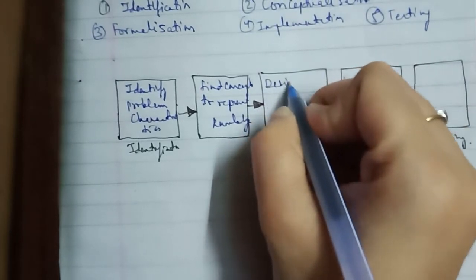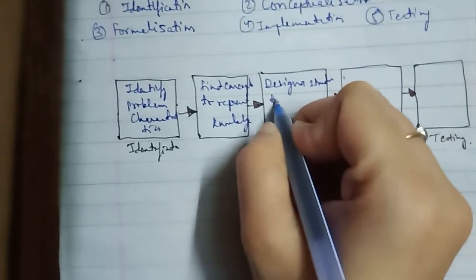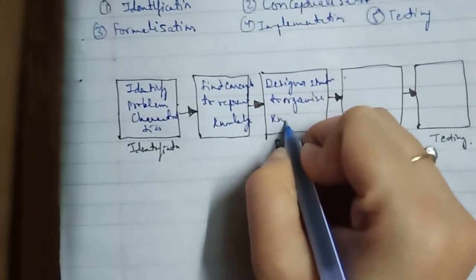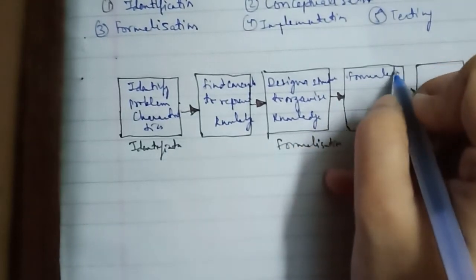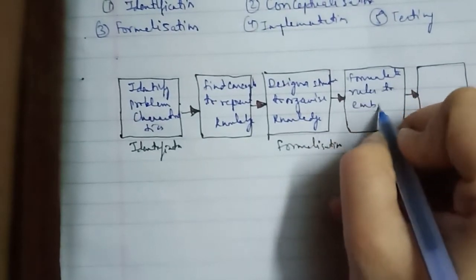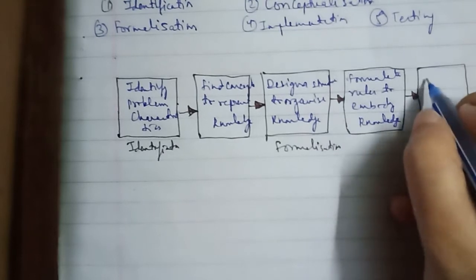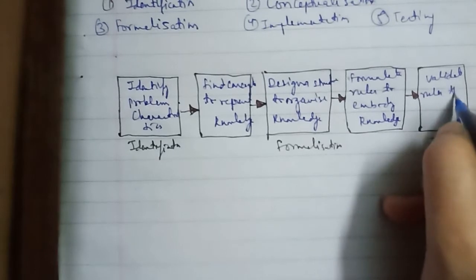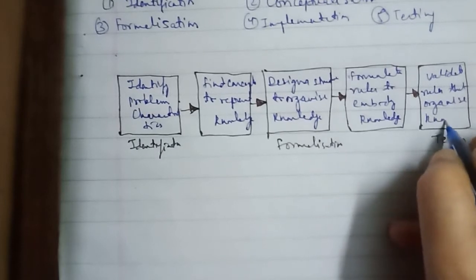here to design a structure to organize knowledge, and here to formulate rules to embody knowledge, and here to validate rules that organize knowledge.